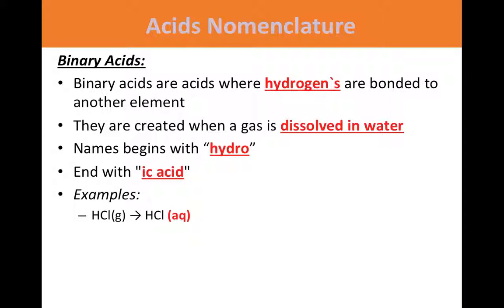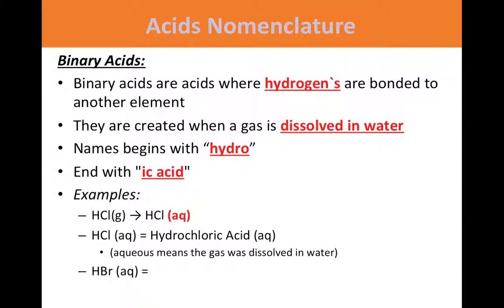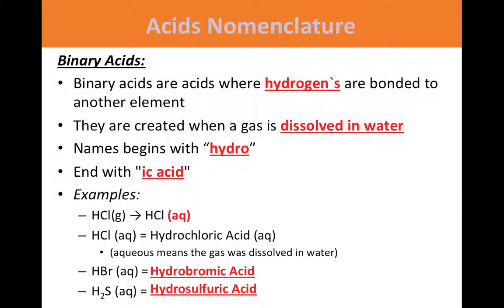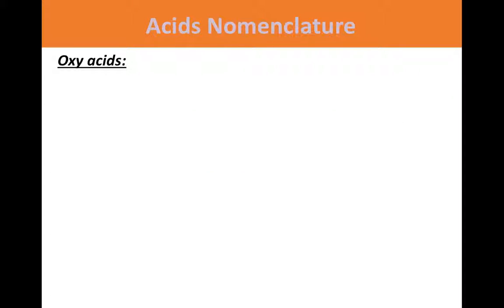So for example, hydrochloric acid. HCl gas bubbled through water, you get HCl(aq), because the gas actually dissolved in the water, so you have those ions in the water. Other examples are hydrobromic acid as well as hydrosulfuric acid. So it's just something that you have to learn and memorize.